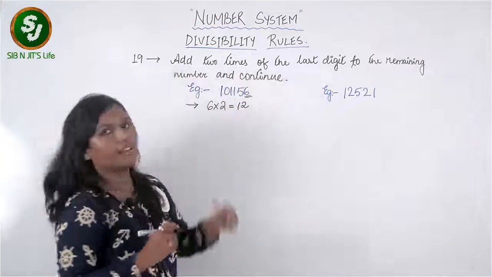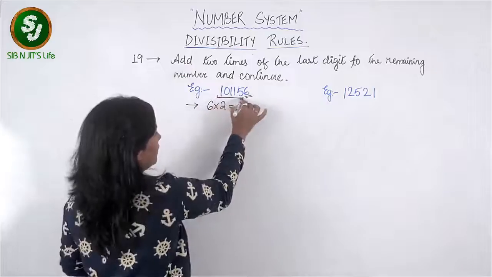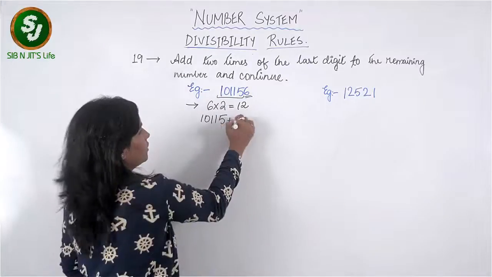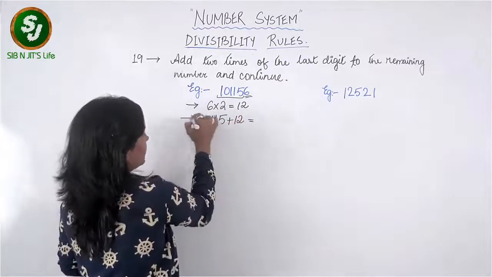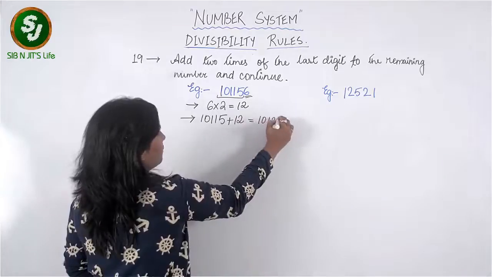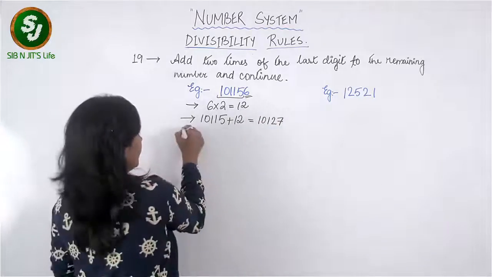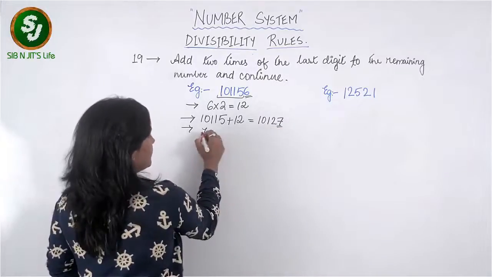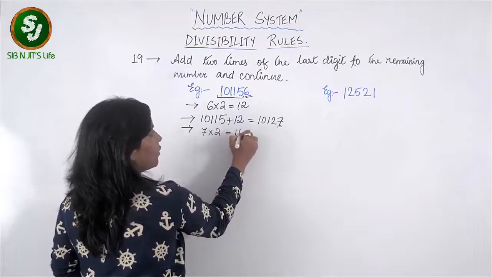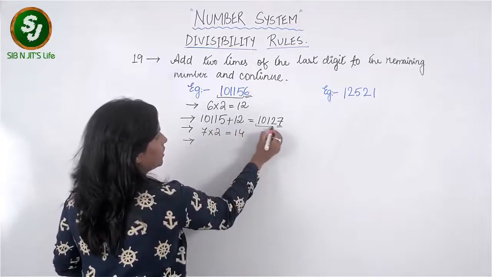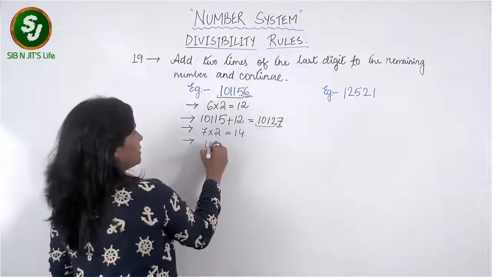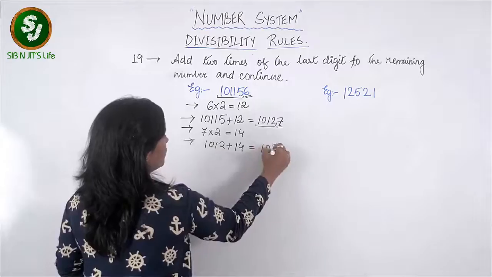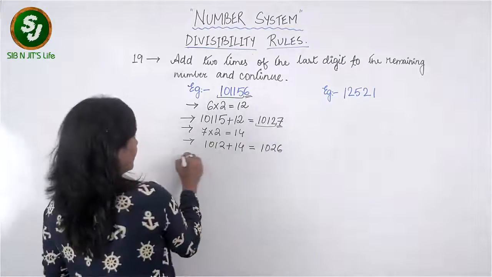Add it to the remaining number. So what is the remaining number here? 10115. Clear? So add it to the product, that is the 2 times, which will give us 10127. Continue the same steps again. Last digit 7 into 2 is 14. Add to the remaining number, 1012 plus 14, which gives us 1026. Again continue the step.